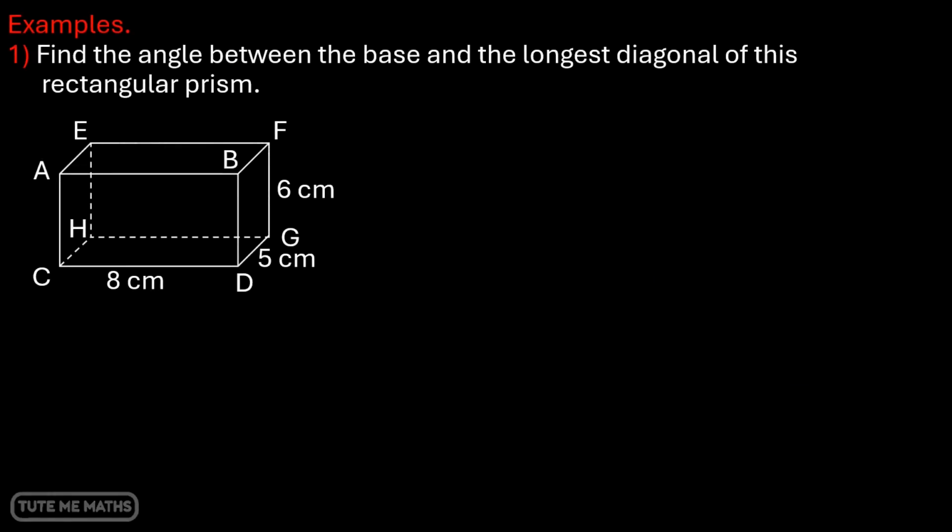We will cover two examples to illustrate this process. The first example has the diagram provided. The diagram includes the dimensions of the rectangular prism, but we are asked to find the angle between the longest diagonal and the base of the prism, which is not indicated on the diagram.